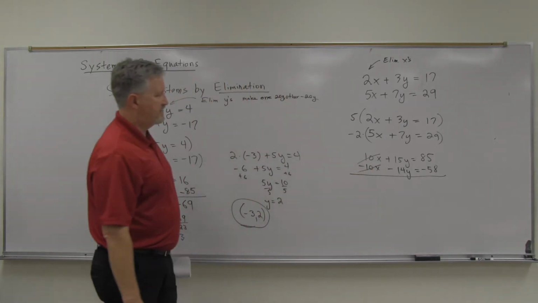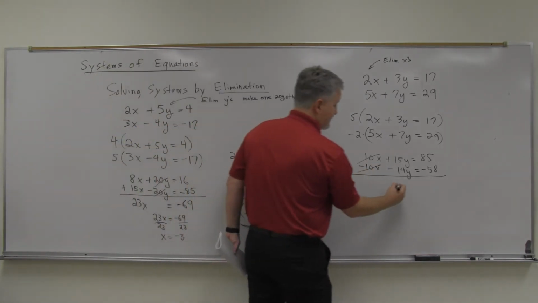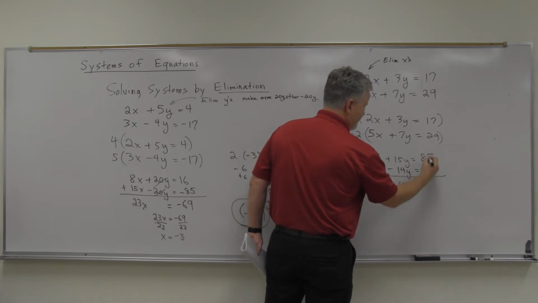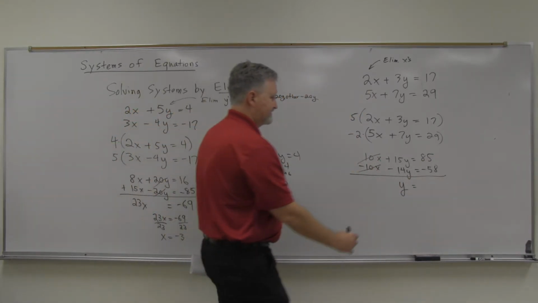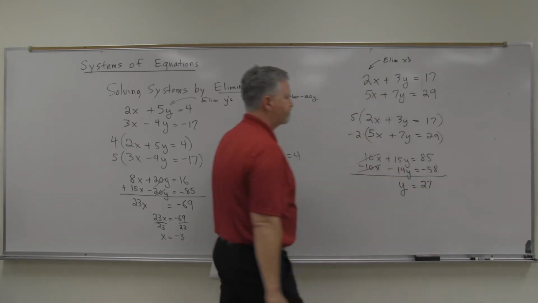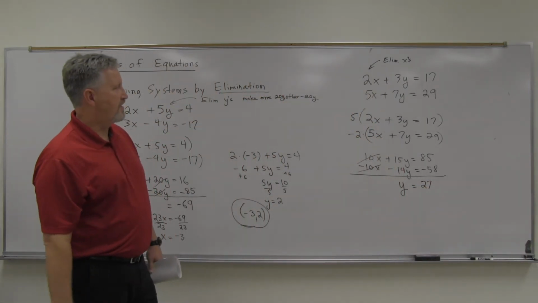The x's eliminate then. And the y's come out really nicely. 1y, or just y, equals 7. So we've got our y right there.